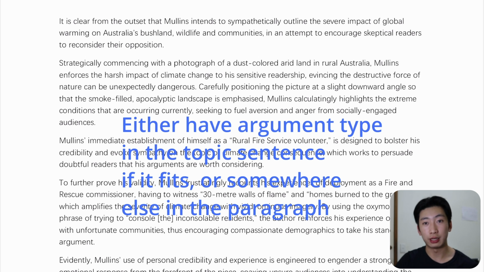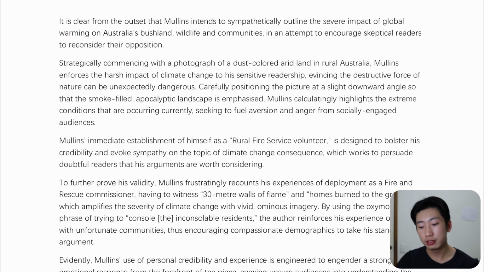Now, this doesn't have to be a lot of words. You can just include it somewhere like here, and you could say Mullins' logical argument intends to sympathetically outline, and then just continue with the rest of the sentence. So I think that's a nice addition, but it's not necessary if you mention it later on.